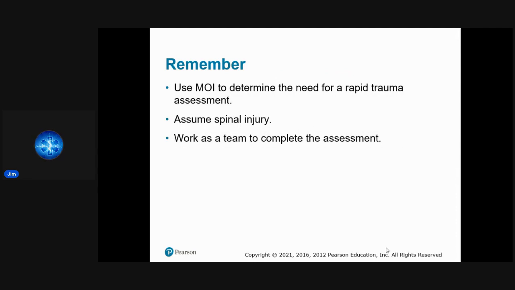Remember, use the MOI to determine the need for rapid trauma. Assume spinal injuries, work as a team to complete assessments, right? Which means while I'm doing a detailed exam, somebody else could be doing vital signs, we could be getting history, all this other stuff. Work as a team. We assign roles and we do them.